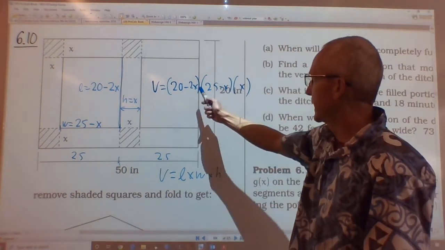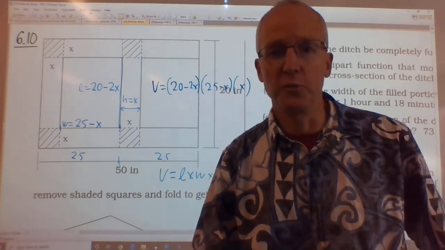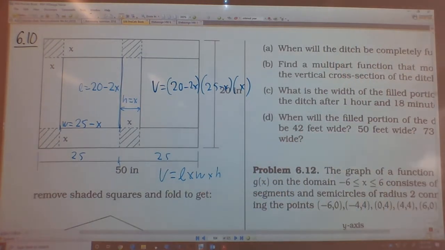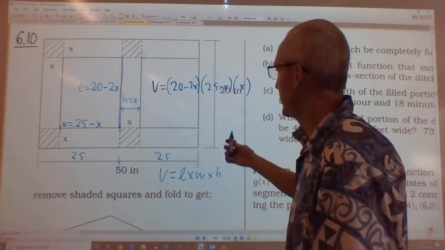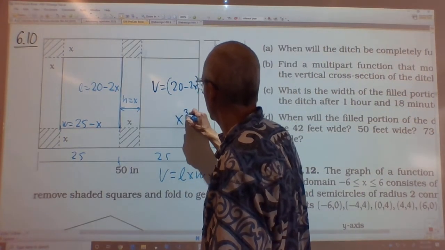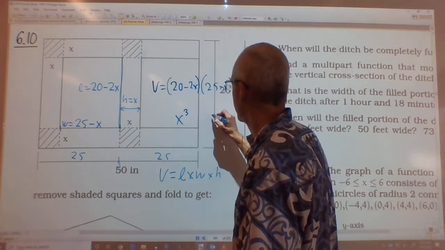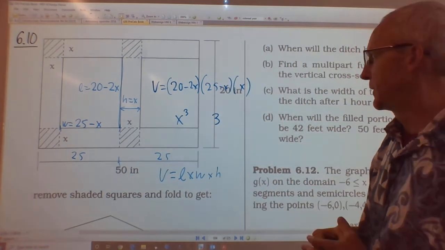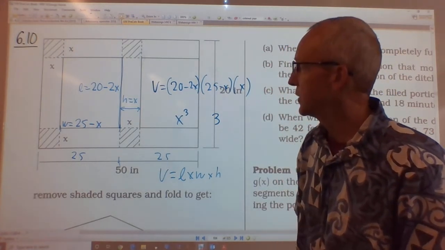When you do this, you're going to get one term. We have an x times an x times an x, which means it's an x cubed. They want to know the degree of the volume, the degree of V. And that would be 3. Since you're going to get an x cubed, the biggest power of x is the degree. So the degree of V would be 3, right? That's all they mean, the biggest power of x. Okay, so that is how you do the volume.